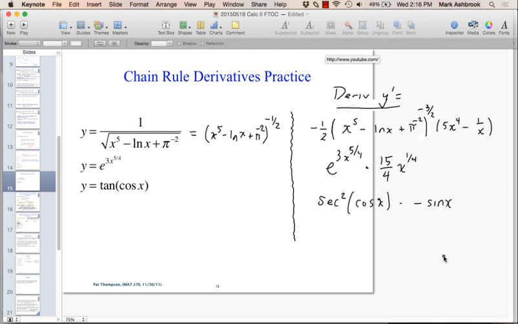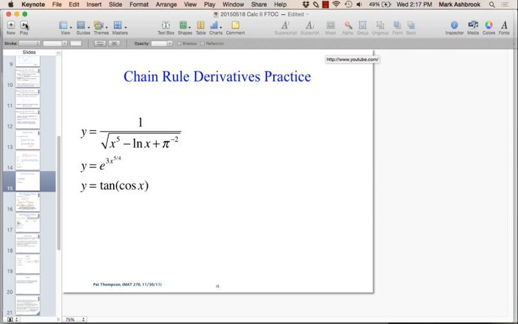And so let's investigate what that will look like. Any questions on these derivatives? Okay, here we go.